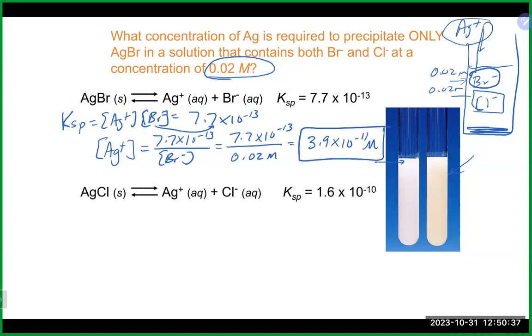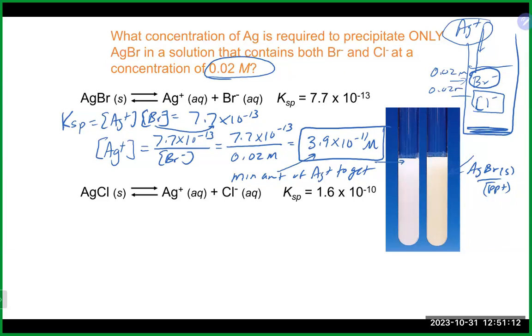So all I did is rearrange the KSP expression and solve for the silver concentration. What this number represents is the minimum amount of silver to get the silver bromide precipitating out as a solid. That number represents the minimum amount of silver that you have to put into that solution to start to see silver bromide precipitate out. Any questions on that part of it?